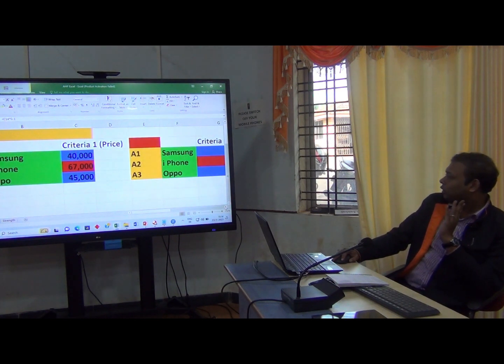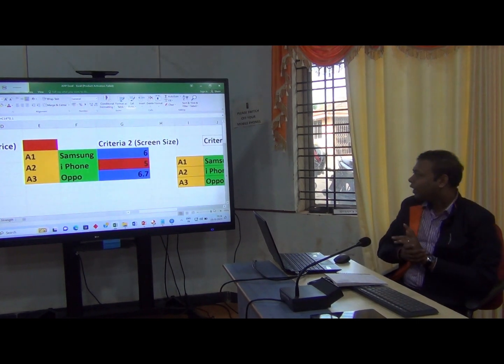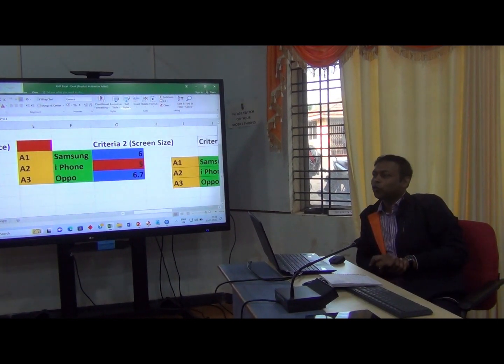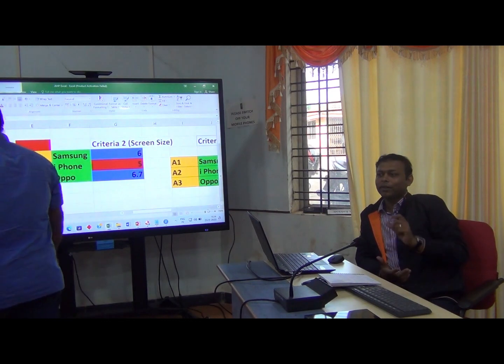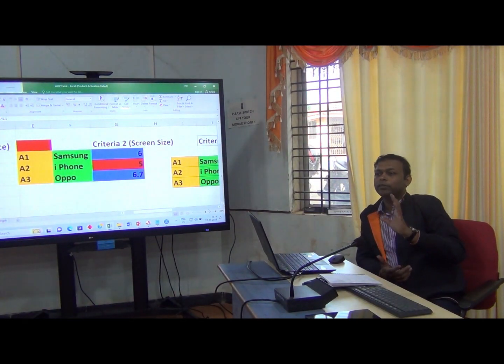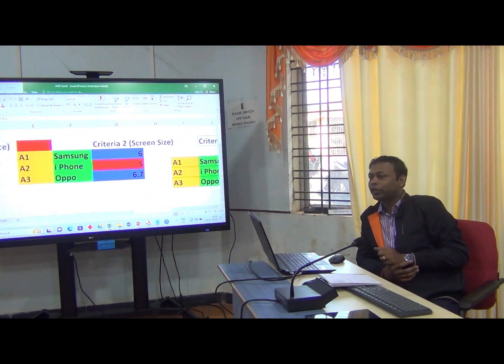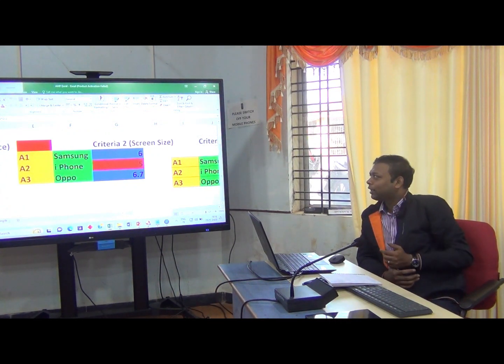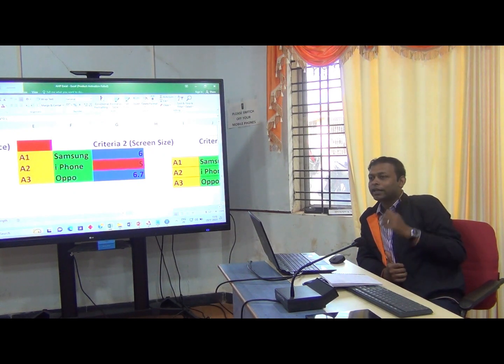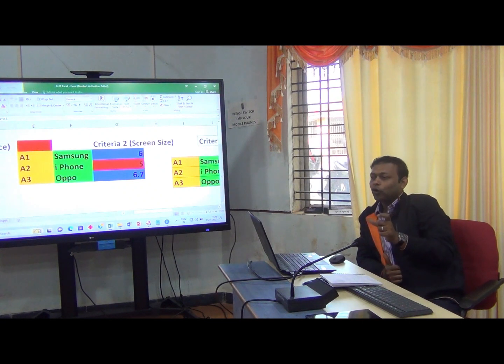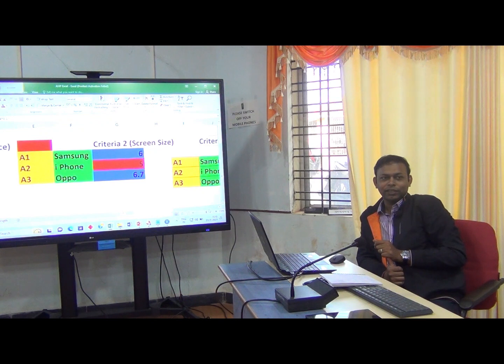Now you go to the second one. Maybe you also look for the screen size. You want a phone which has the lowest price, but it has the optimal or maximum screen size among the choices you have in your hand. In this particular example, the Oppo has the highest screen size. So you are looking for the phone with the lowest price and the maximum screen size. Now it is not so easy to choose which one.